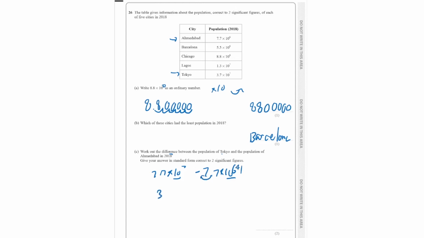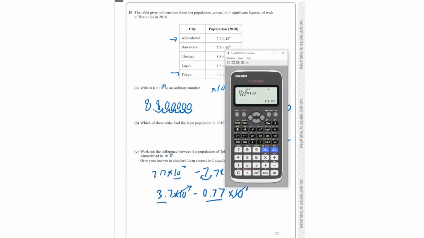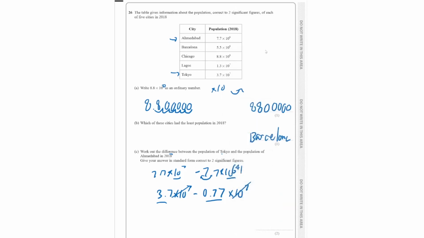So we can rewrite this to 3.7 times 10 to the power of 7 minus 0.77 times 10 to the power of 7. Now we have the same base, we can actually simply subtract. We can use our calculator here. 3.7 minus 0.77, we get 2.93.